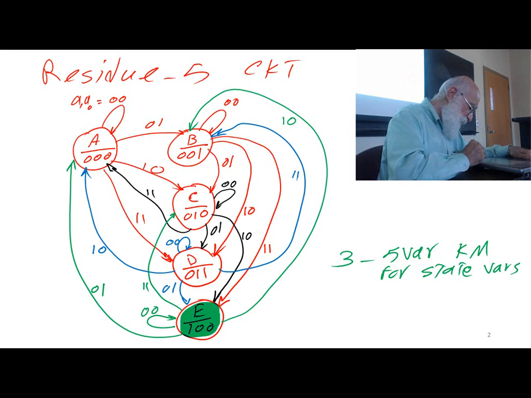State D is this one here. So the edges out of that can be seen easily. Then the problem is with state C.